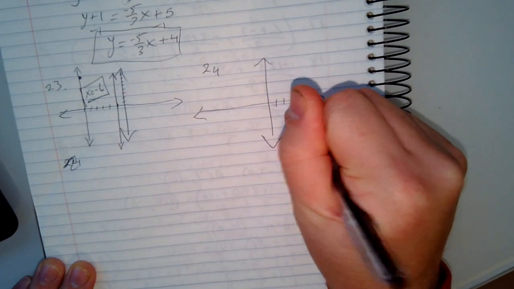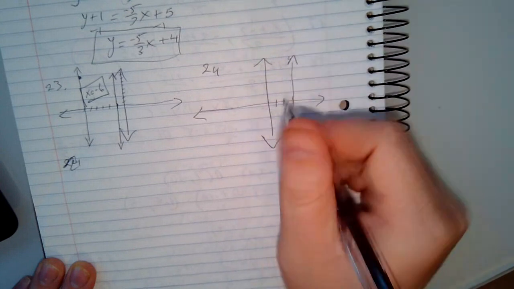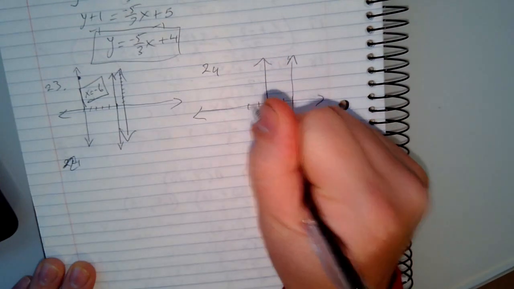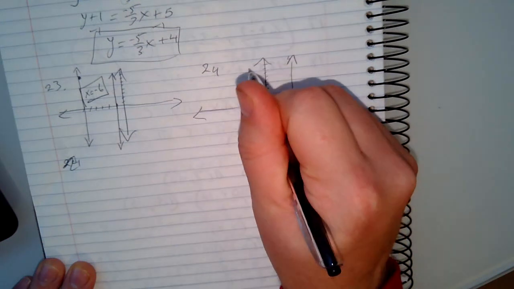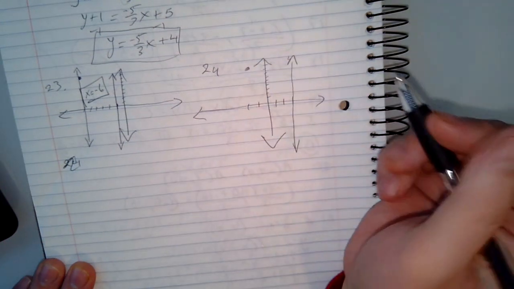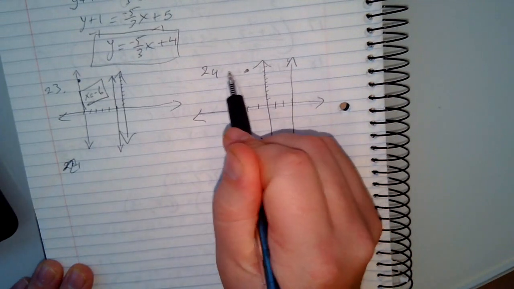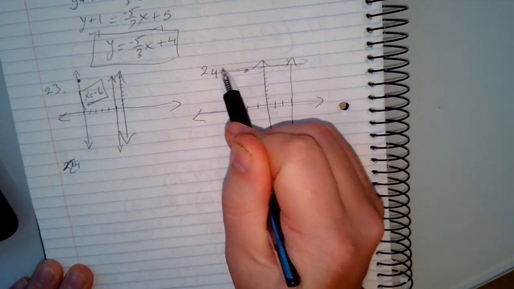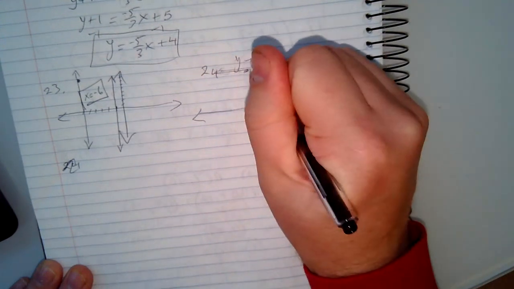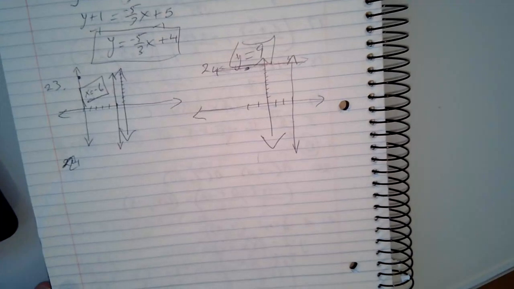1, 2, 3. And it needs to go through negative 2, 9. 1, 2. 1, 2, 3, 4, 5, 6, 7, 8, 9. Bam. And they need to be perpendicular. So not parallel, perpendicular. So it's got to go this way. And that would be y equals 9. That would be perpendicular to that one.